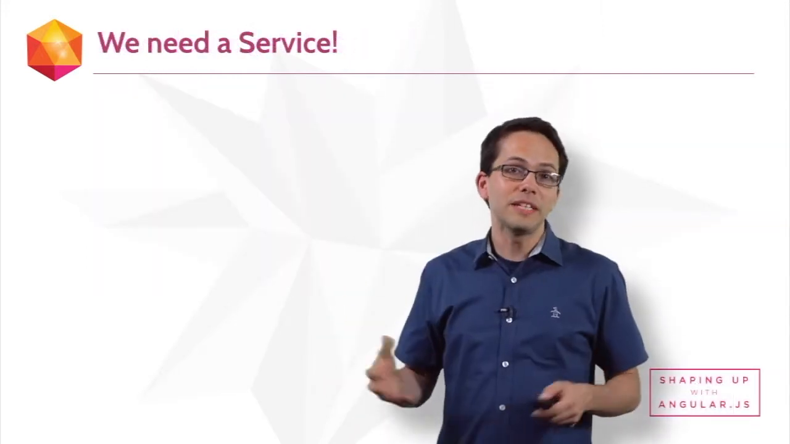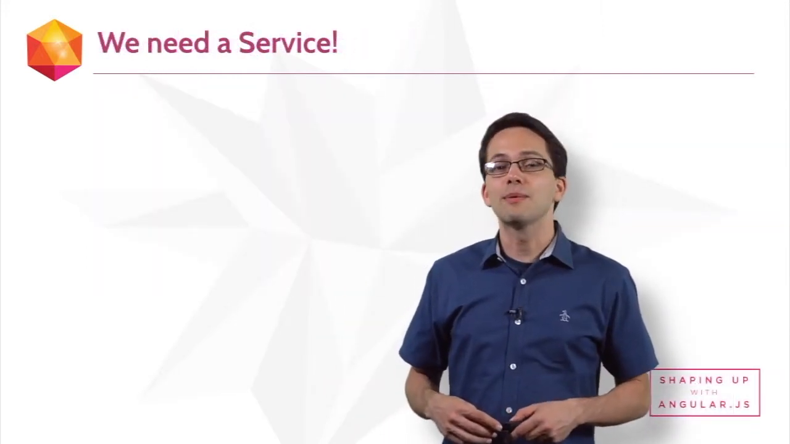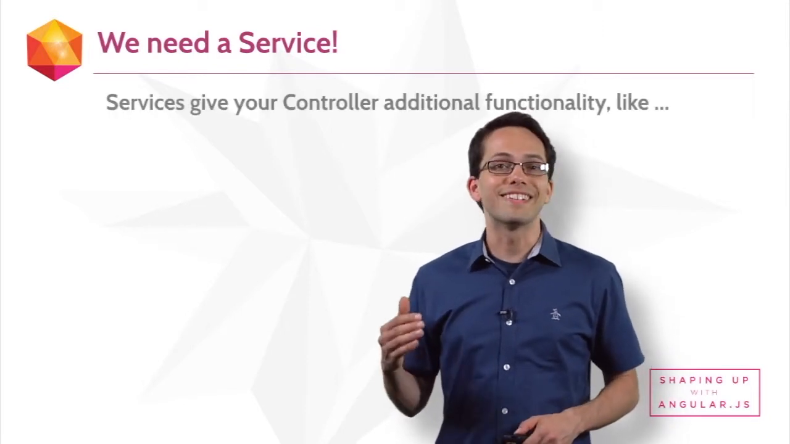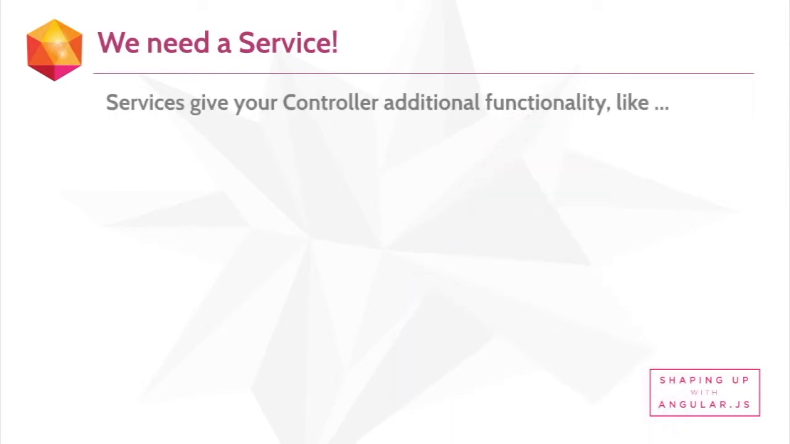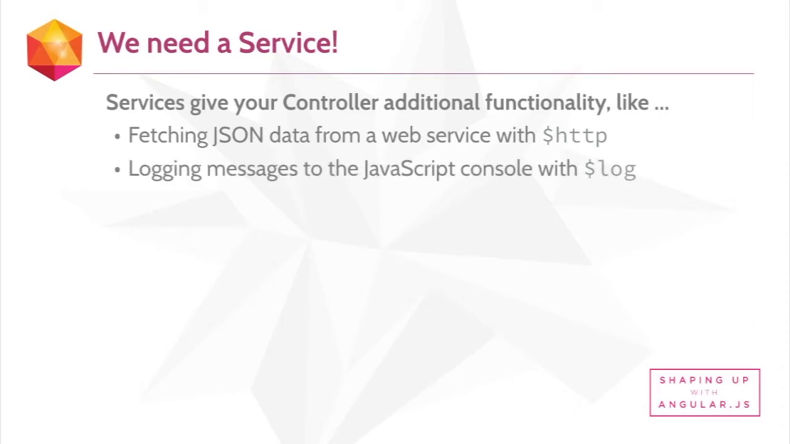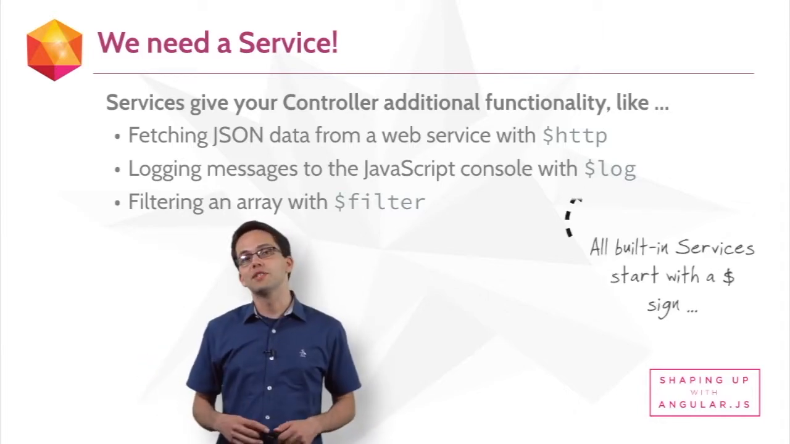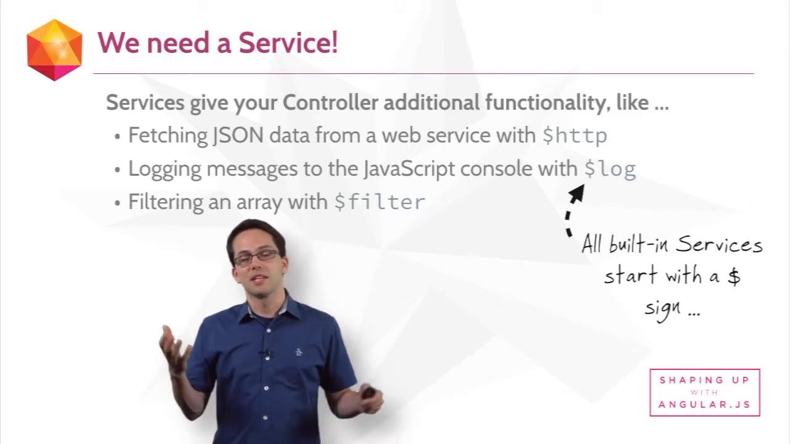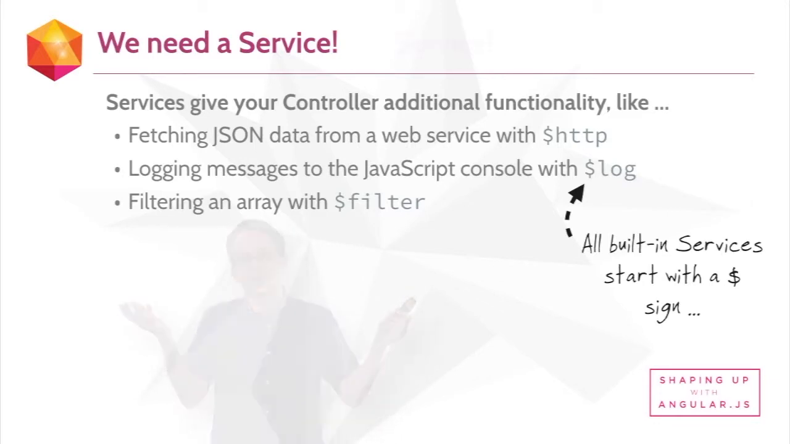So what does that code look like? As I mentioned, we need a service. Angular comes with a bunch of services built in which you can use to give your controller additional functionality. You can do things like fetching JSON from a web service using the $http service. You can also log out messages to the JavaScript console with the $log service. Or you can filter out an array with the $filter service. As you might have noticed, all these services begin with a $ sign. That's because they're built-in services with Angular.